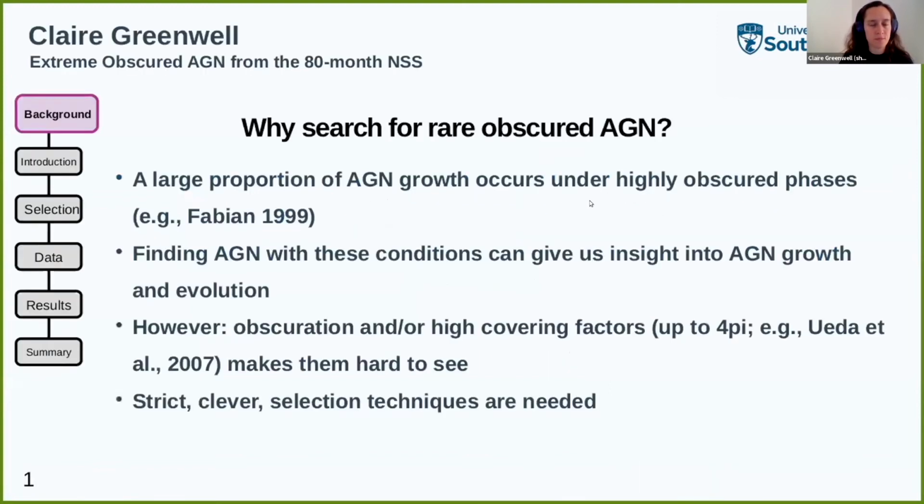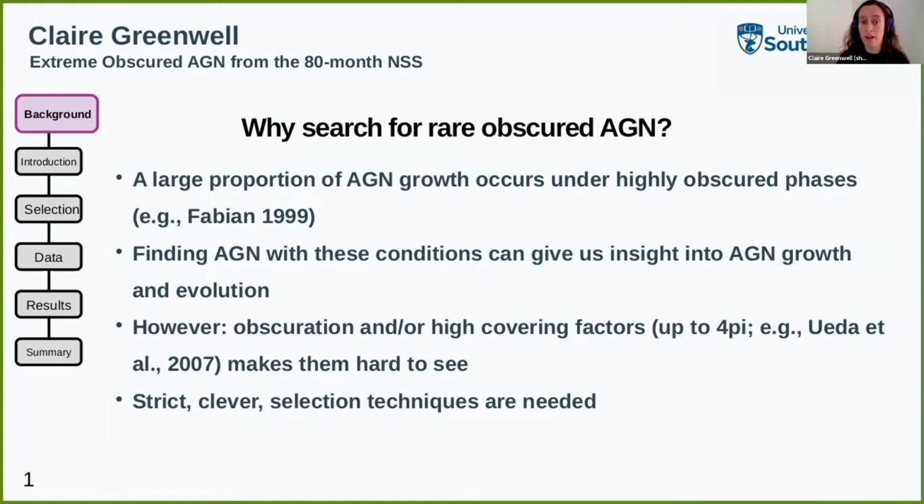So why is it interesting and important to search for these rare obscured AGN? A lot of AGN growth occurs under these highly obscured phases. So if we can find AGN with these conditions, that can give us some insight into AGN growth and evolution. But of course, this very obscuration makes it quite difficult to find them. So we need good selection techniques and a lot of data to start off with.